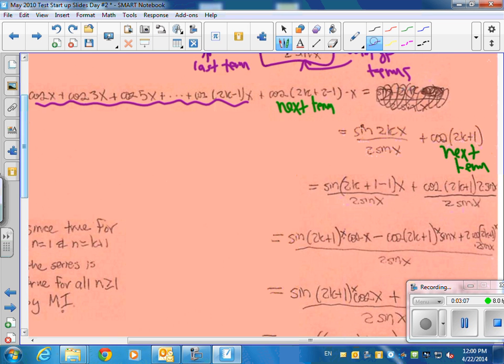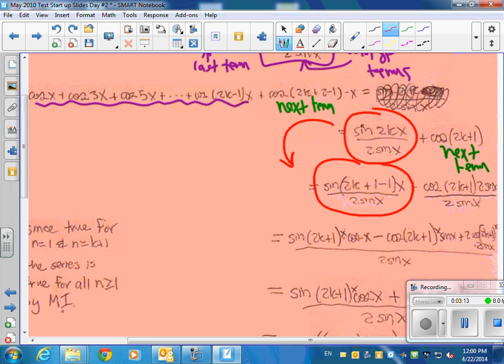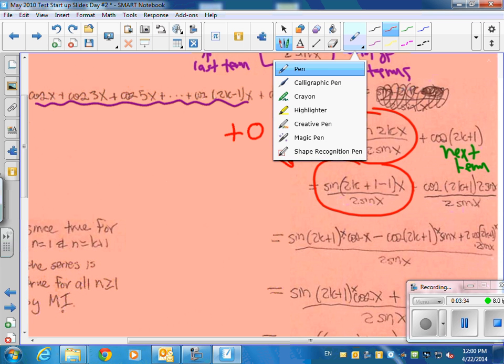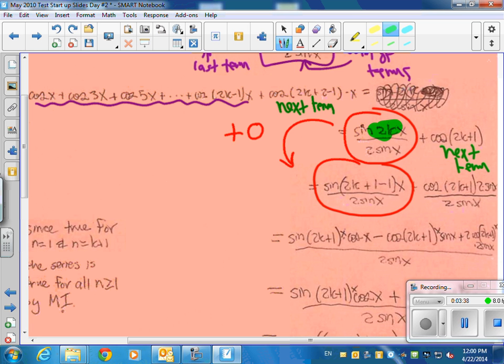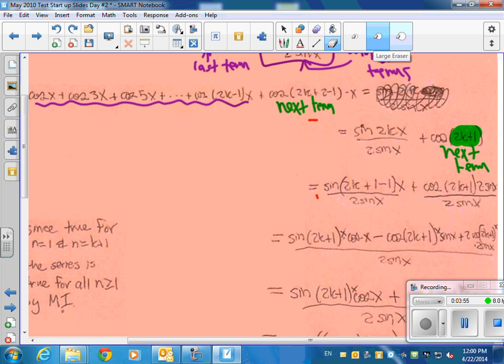And then here's the big move. How did I get from there to there? What did I do? Yes, I added 0. So why is that the biggest move? Isn't that scary how that's the biggest move? It's because I see a 2k times x here, but I see a 2k plus 1 there. That's a problem. We need to get those to combine. So I'm going to change this by going 2k plus 1 minus 1, and when I do that, I'll be able to split these up.